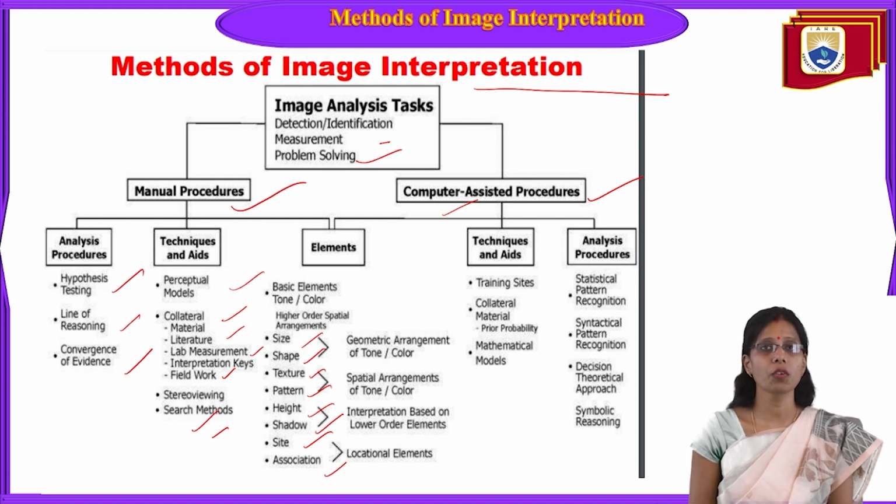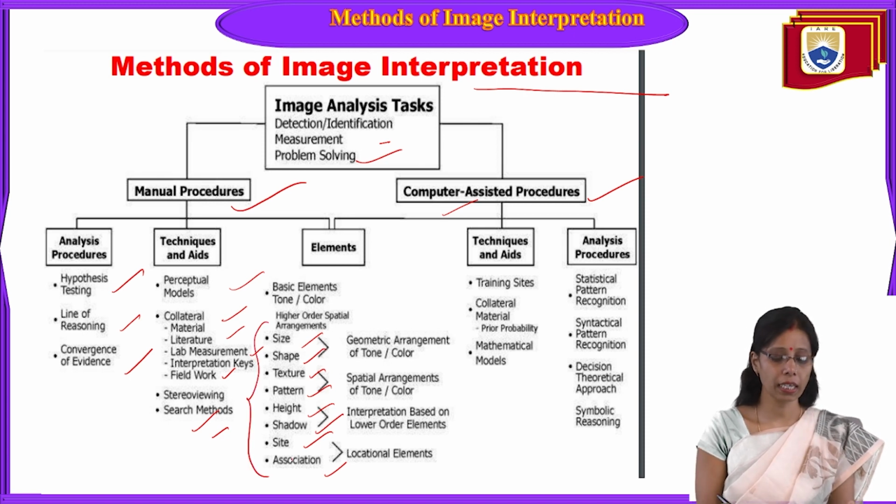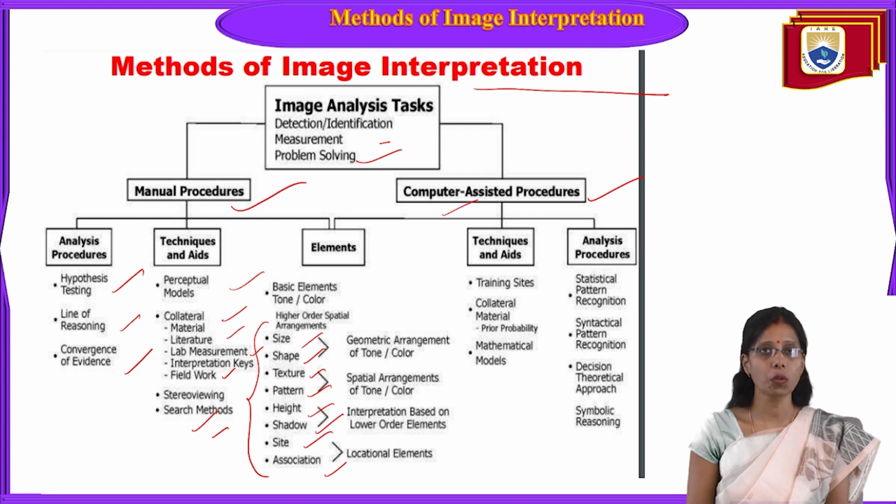Before we try to understand interpretation, before we are able to read the image, we should go through these key elements. Based on the key elements only, we are able to read the image. Our interpreter should have knowledge about all these key elements, and only then are they able to go ahead with the interpretation.